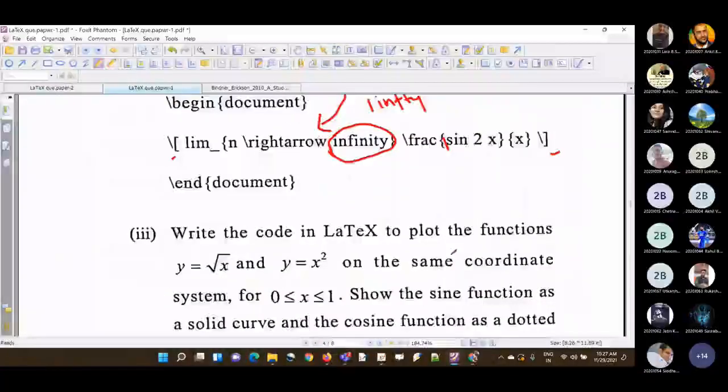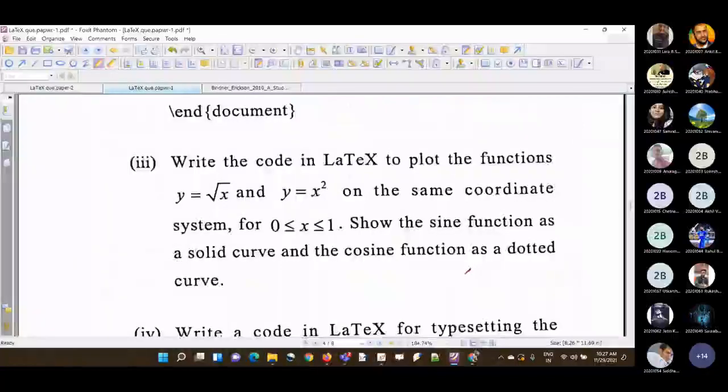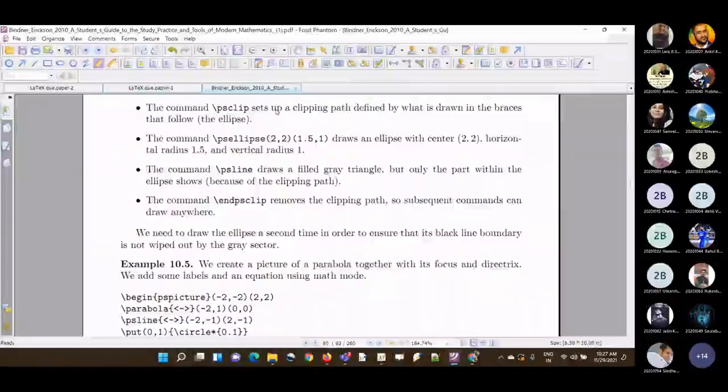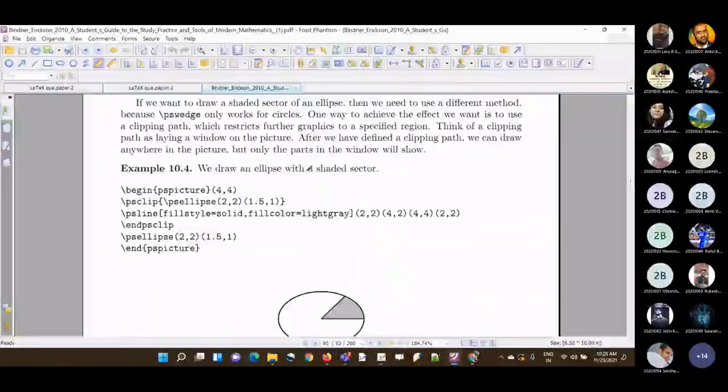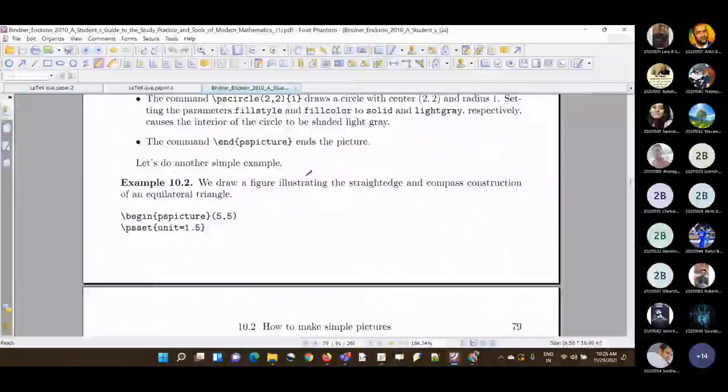Okay. We have this third part: write the code in LaTeX to plot the functions. I think you can do it very much. In this book, I told you how to plot this kind of function. Okay, let me show you. The command will run in this parallel way. Here we have one function, here we have two functions.